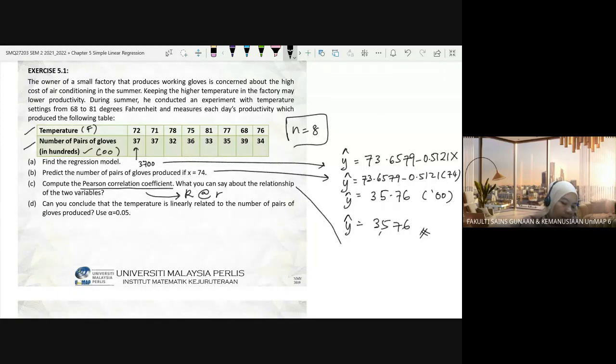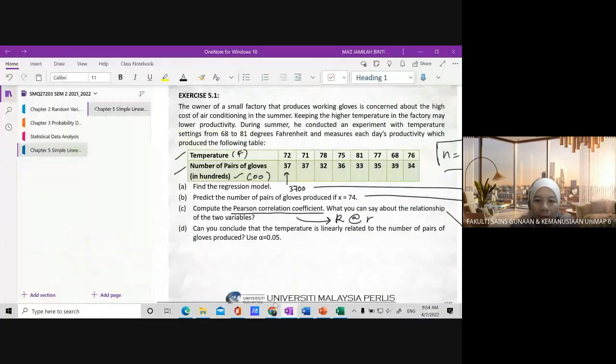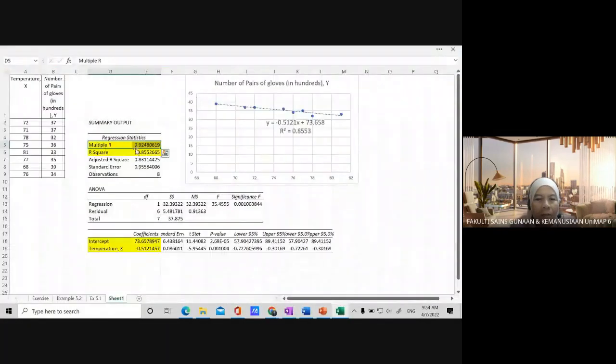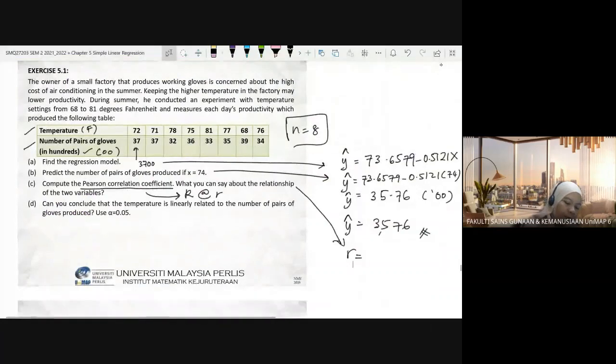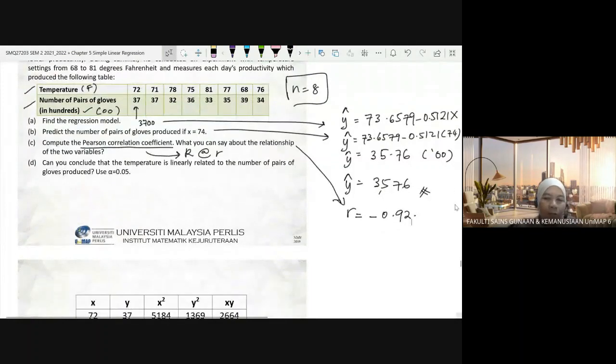Next, C. What is your R? Your R in this case, what is your R? So look for your R. R is equal to 0.9248. So let's say we just take 2 decimal points. So it should be negative 0.92. So what can you tell from this particular value, negative 0.92?